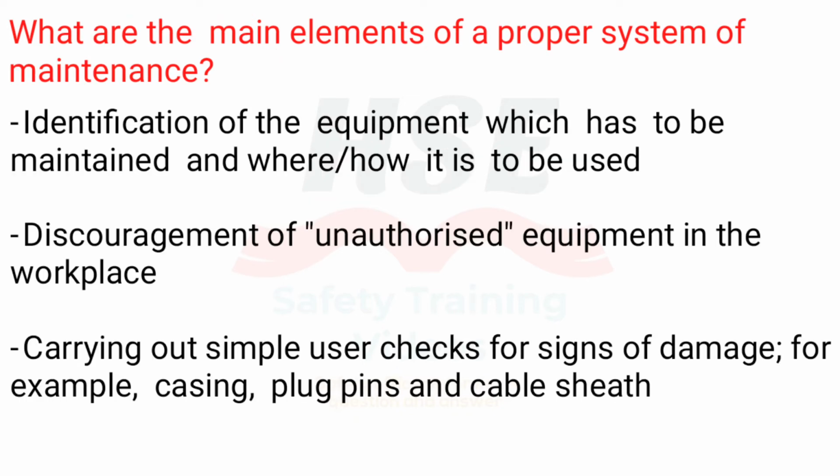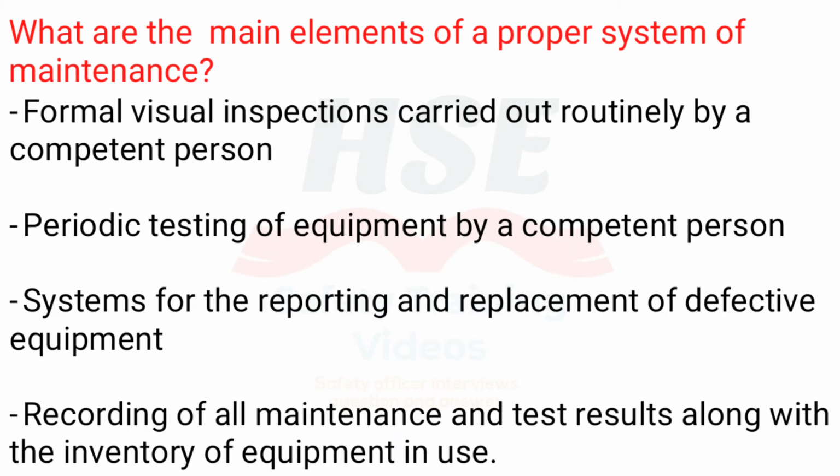What are the main elements of a proper system of maintenance? Identification of the equipment which has to be maintained and where, how it is to be used. Discouragement of unauthorized equipment in the workplace. Carrying out simple user checks for signs of damage, for example, casing, plug pins and cable sheath. Formal visual inspections carried out routinely by a competent person.